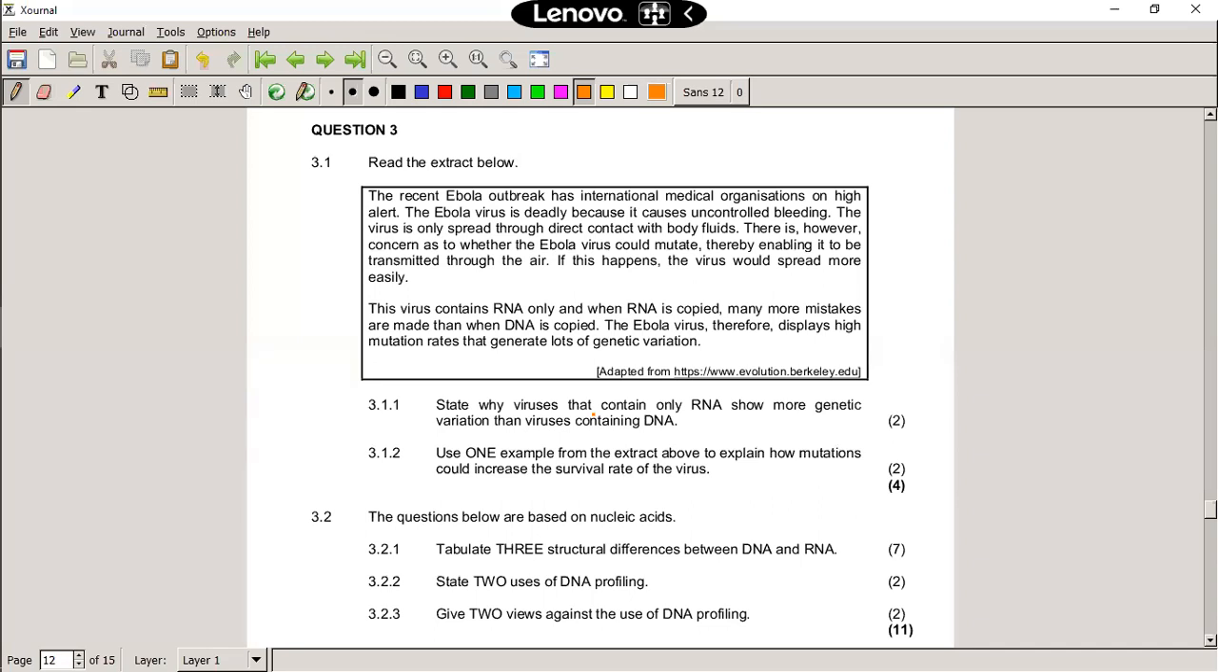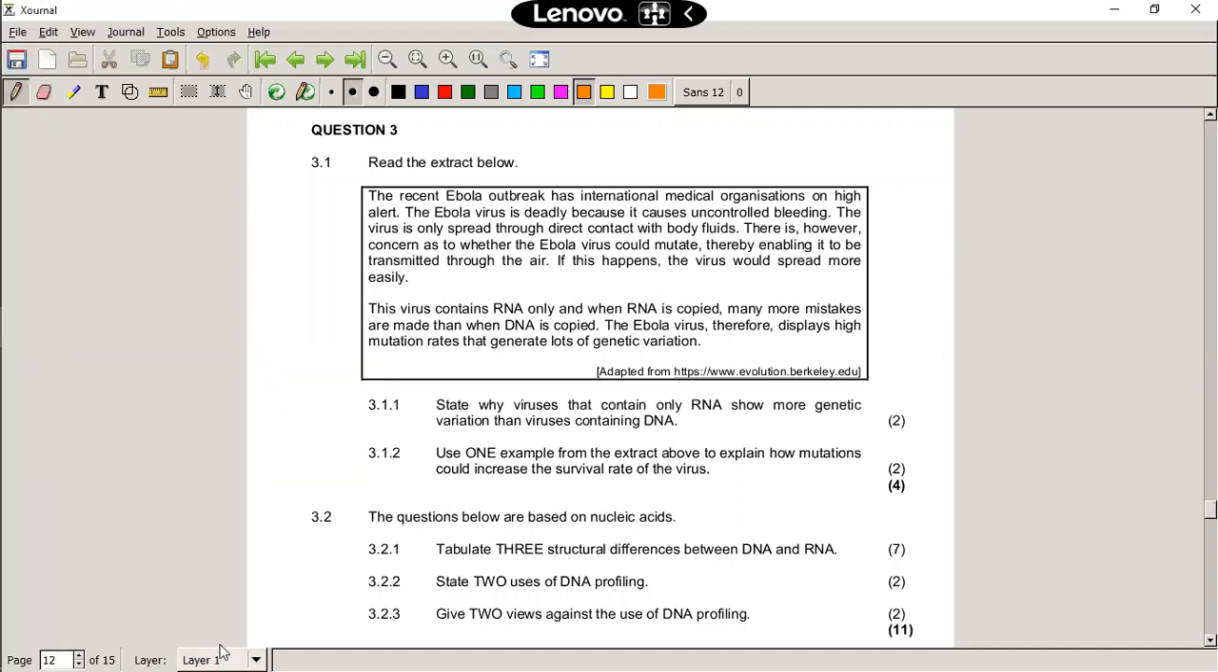Use one example of the extract above to explain how mutations could increase the survival rate of the virus. That has to do with natural selection again. Most mutations, as we discussed, have no effect, because they happen in the non-coding part of the DNA, or RNA in this case. But if it happens where the genes are, genes form proteins, and the proteins can change. Most of the time those changed proteins are harmful. But sometimes it has a positive effect on the protein, and it makes the organism more suitable for its environment or changes in the environment. That's why we have those changes.